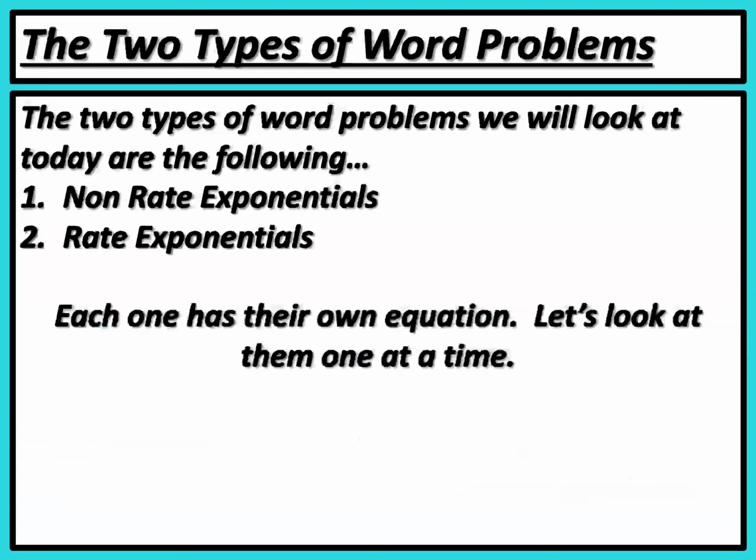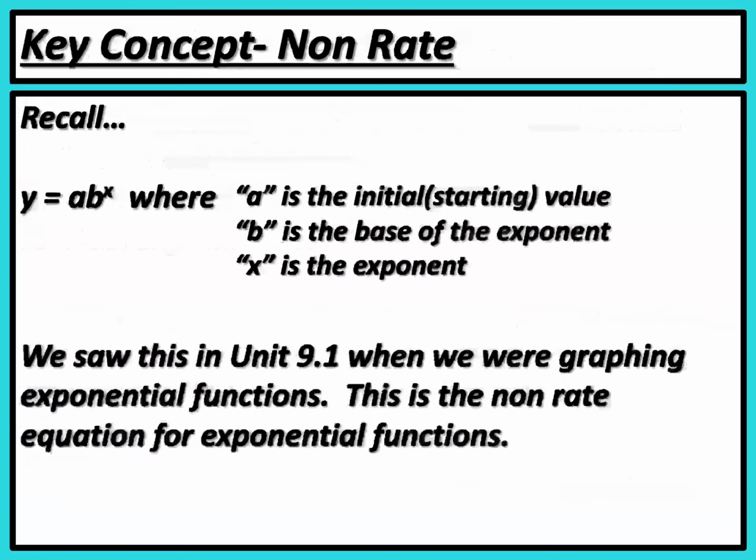You will be provided a formula sheet for your quiz and test here, but you have to know what each of the variables in the formula represents. So this is our first formula. This is non-rate: y equals a times b to the x.